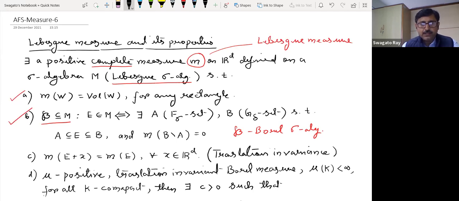Now, why does it hold? You can actually quickly observe it from part A. For example, if you have a rectangle W, and if you translate this rectangle by an x, it is still a rectangle, right?